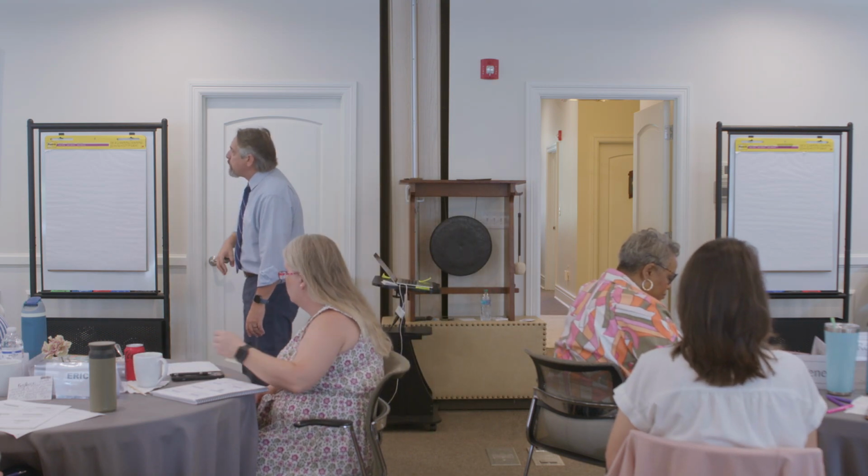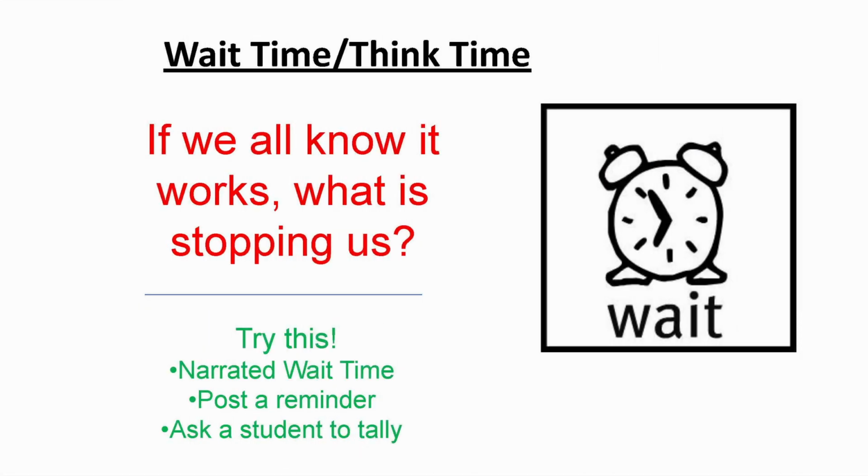So let's run through these pretty quickly. We'll figure out which ones are the most useful or might be the most useful for you. Wait time. This goes back to Mary Budd Rowe. That was on our list earlier. Mary Budd Rowe, starting in the early 1970s, was a researcher in Southern California. She was a science researcher initially, a science education researcher.